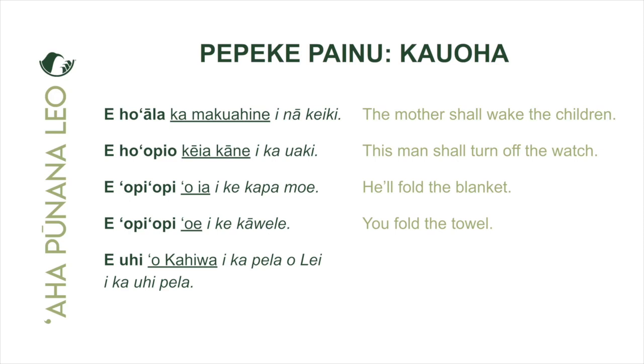Kahiva is going to uhi something. Capella ole, the pella belonging to lei, right? Lei's pella. Ika uhi pella. Okay, what is the uhi pella? These are all words that are found on your list. So let's take a look. Kahiva will cover the bed of lei with the sheet. E uhi o kahiva, ika pella o lei, ika uhi pella with the sheet.